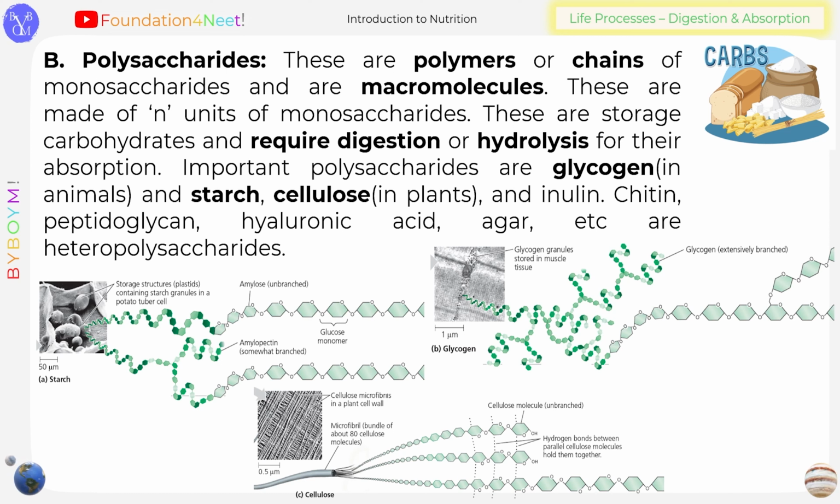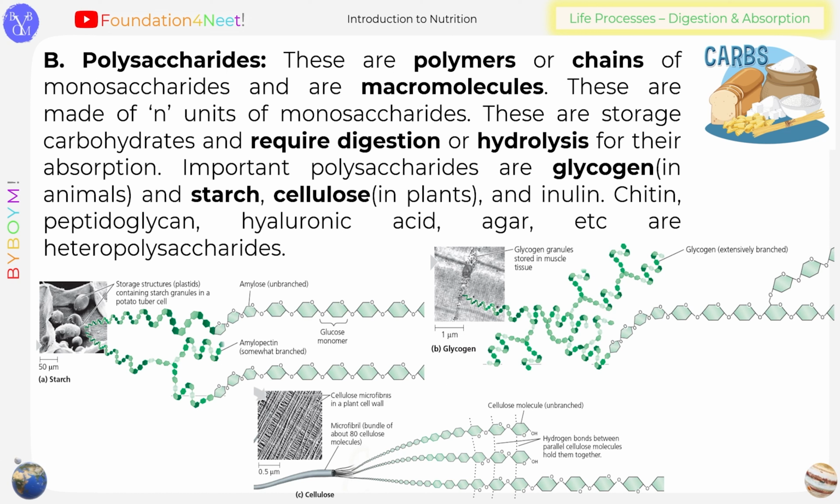So in front of you, you can see the structure of starch, glycogen and cellulose. Starch and glycogen function as storing molecules. Starch in plants, glycogen in animals. Cellulose plays only a structural role in plants and is not digested in humans.